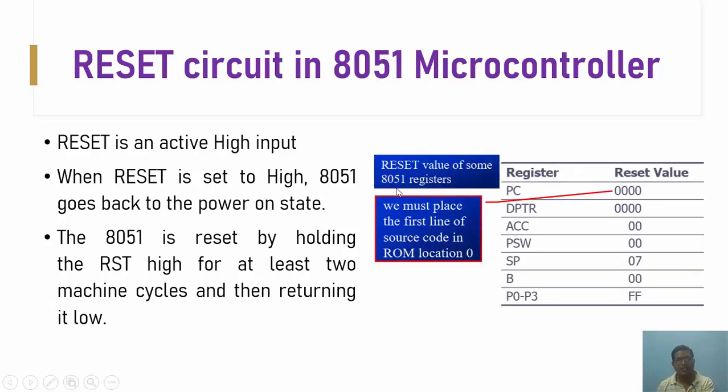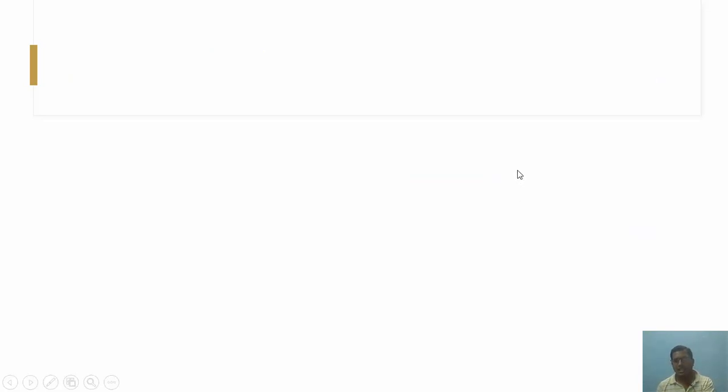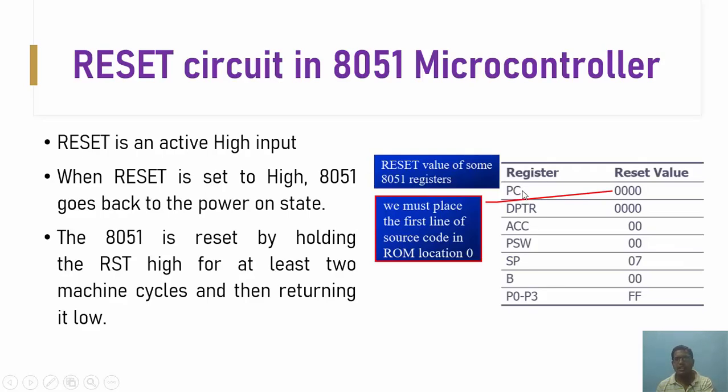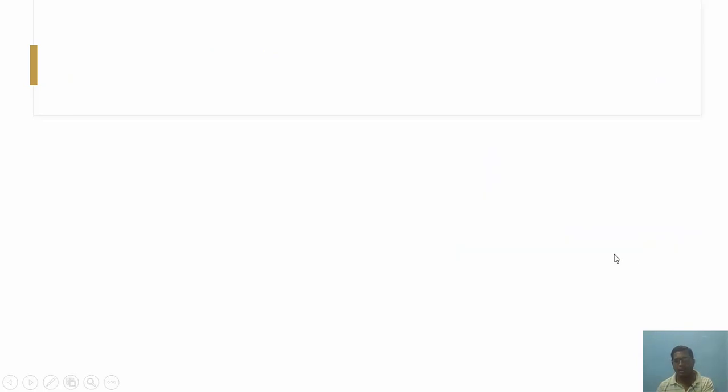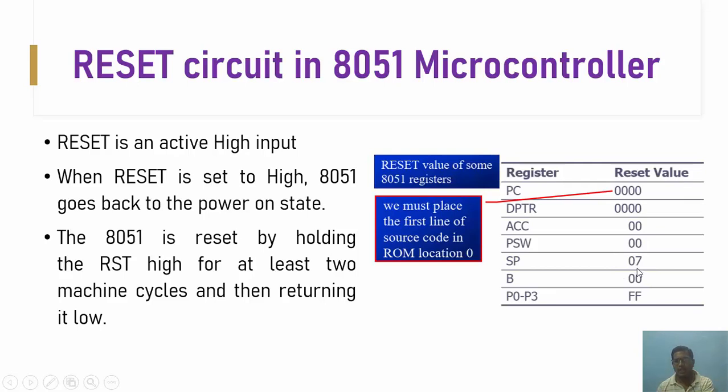Once we reset a device, these are the default statuses of all the registers after reset. Program counter and data pointer, these two are 16-bit registers. These two registers hold the initial value 0000 after reset. Accumulator, which is used to accumulate a result in various operations, is loaded with the value 00H as it is an 8-bit register. Program status word also gets loaded with the value 00H. Stack pointer, which points to stack memory, is loaded with the value 07H.